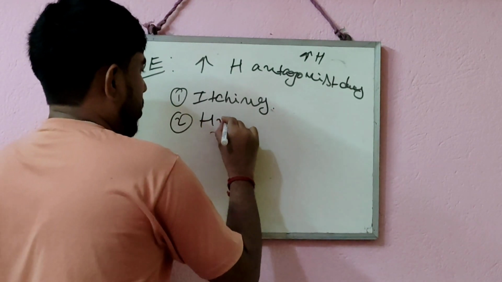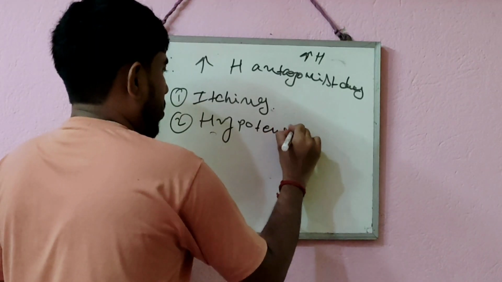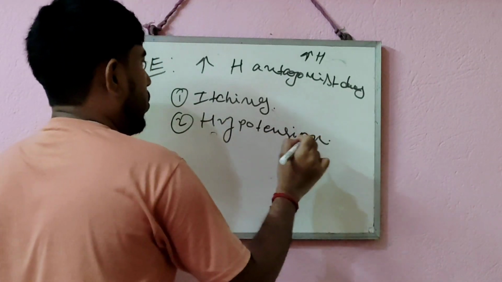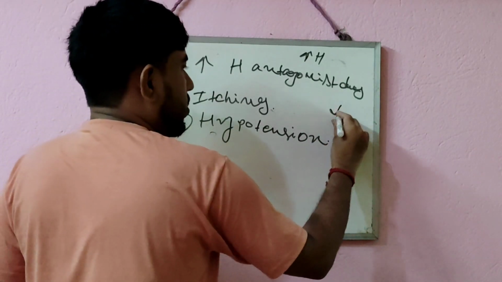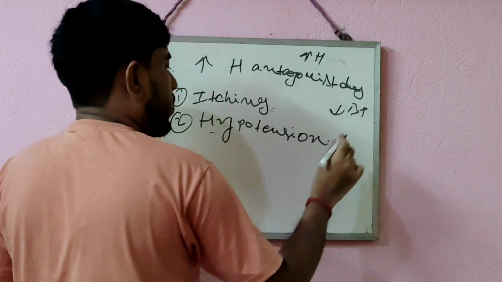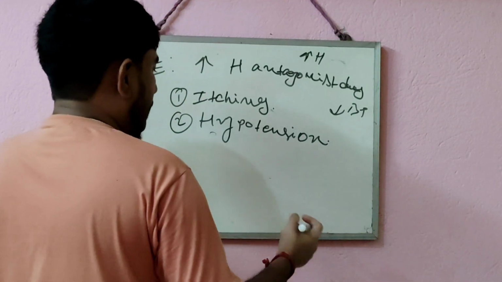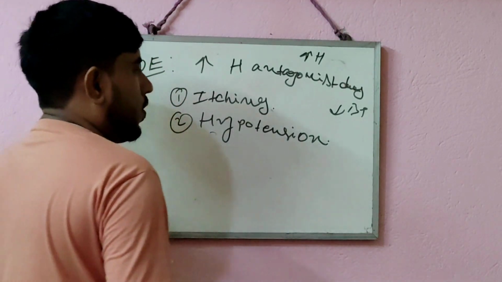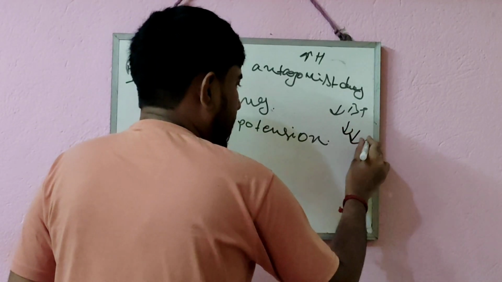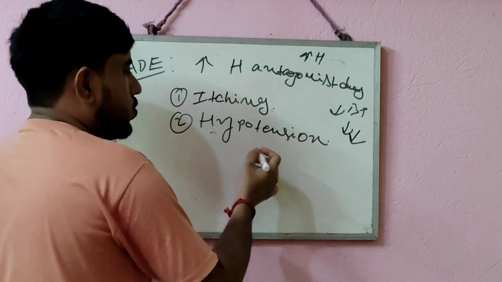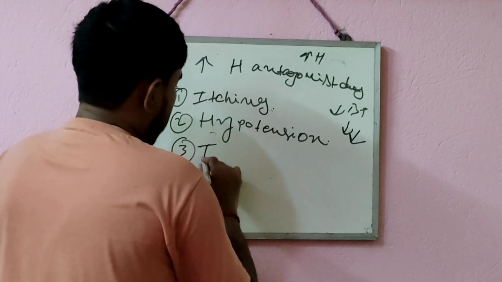The second one is hypotension. We know histamine generally decreases the blood pressure by binding with H1 and H2 receptors. So when we take the drug in a high amount for a prolonged period of time, it is going to decrease the BP very low. That can sometimes lead to hypotension. The third is tachycardia.